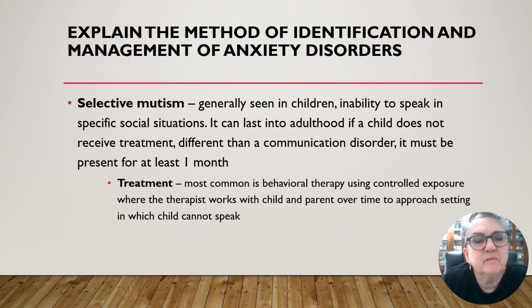Next, we have selective mutism. Generally seen in children, it's an inability to speak in specific social situations. It can last into adulthood if the child does not receive treatment. Different from communication disorder, it must be present for at least 1 month. The most common treatment is behavioral therapy using controlled exposure, where the therapist works with the child and parent over time to approach a setting in which the child cannot speak.